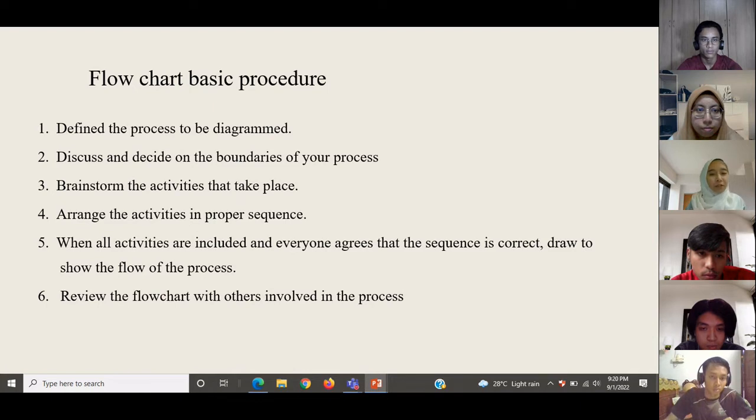Flowchart basic procedure. First, define the process to be diagrammed. Second, discuss and decide on the boundaries of your process. Third, brainstorm the activities that take place. Fourth, arrange the activities in proper sequence. Fifth, when all activities are included and everyone agrees that the sequence is correct, draw to show the flow of the process. And lastly, review the flowchart with others involved in the process.